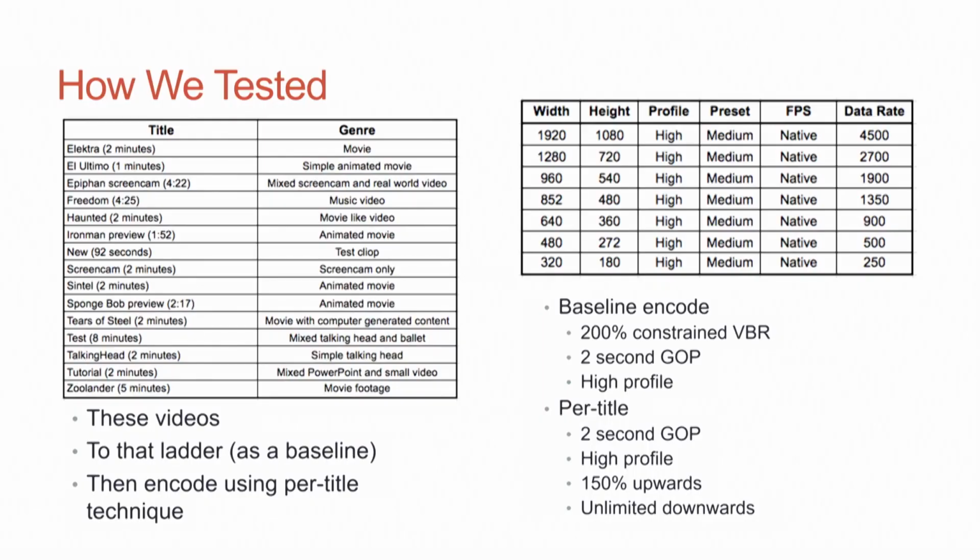And then I encoded to this bitrate ladder. And it was just kind of an arbitrary ladder I had laying around. And there's nothing special about this, but there's 7 rungs. And I have 2 encodes for each technology. I have a baseline encode, which is non-per title, and we use 200% constrained VBR, 2-second GOP, high profile. All the work I did was in H.264. And then we have a per title encode. And the per title encodes 2-second GOP, high profile, no surprise there, and they can vary the data rate up as much as 150%, and they can take it as low as they want.